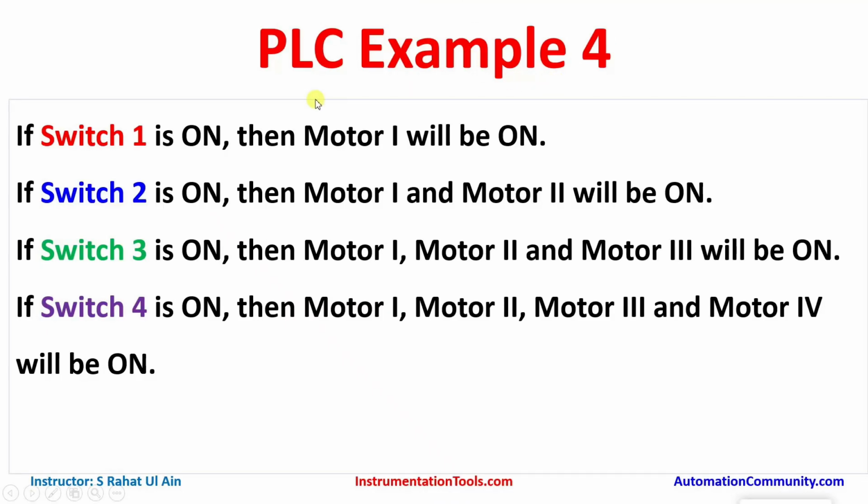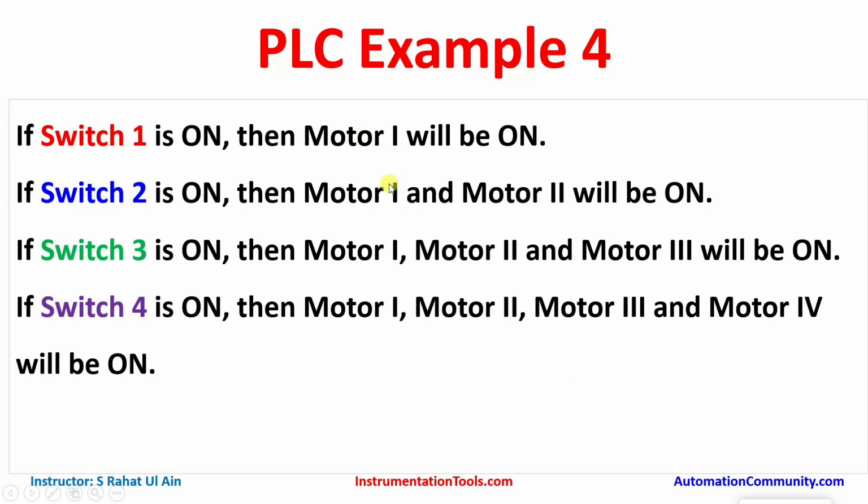Example 4. If switch 1 is on, then motor 1 will be on. If switch 2 is on, then motor 1 and motor 2 will be on. If switch 3 is on, then motor 1, motor 2 and motor 3 will be on. If switch 4 is on, then motor 1, motor 2, motor 3 and motor 4 will be on.